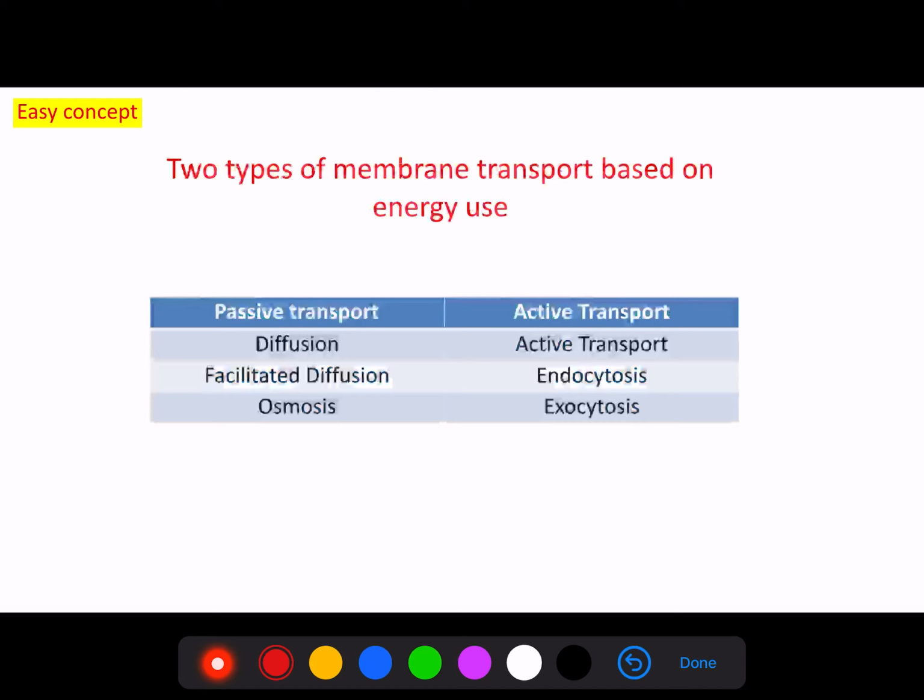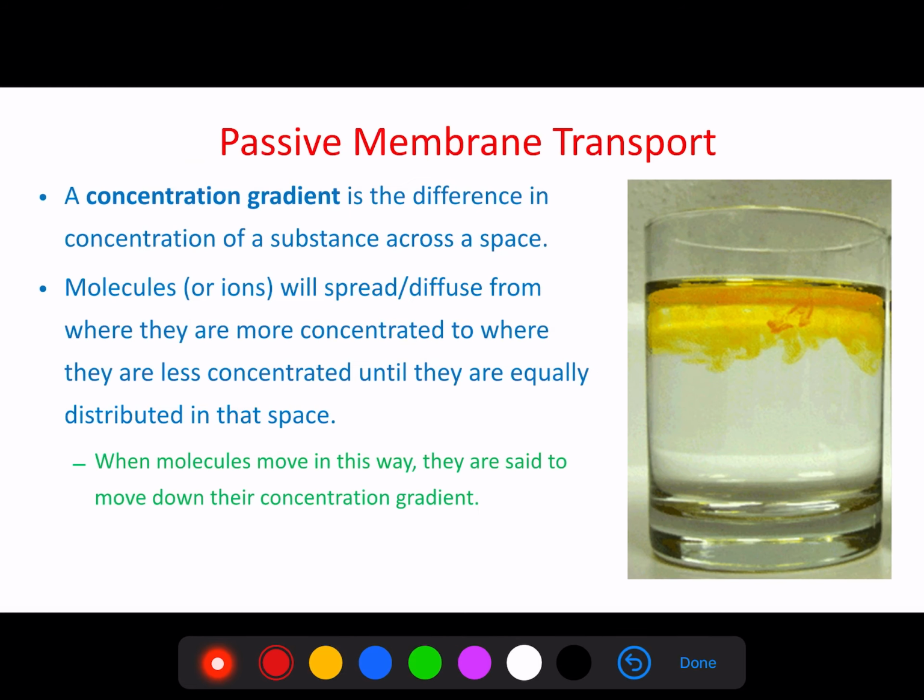For passive transport, we have diffusion, which sometimes we will call simple diffusion. There is facilitated diffusion and there is osmosis. On the active side, there is the active transport itself, then there is something called endocytosis and something called exocytosis. Now, before we go into the mechanisms of transport, we need to understand the concept of a concentration gradient.